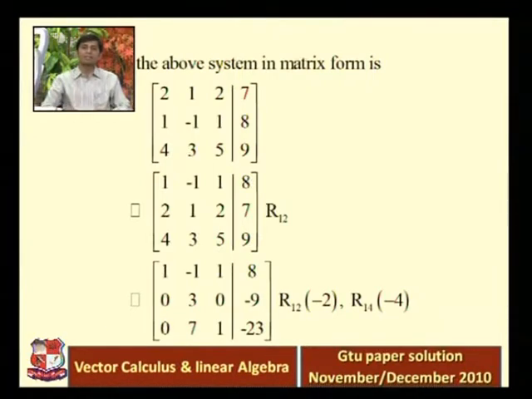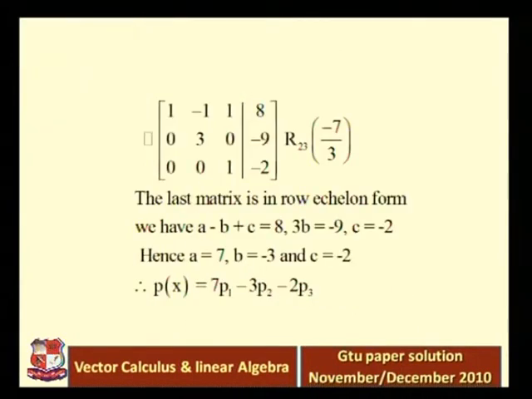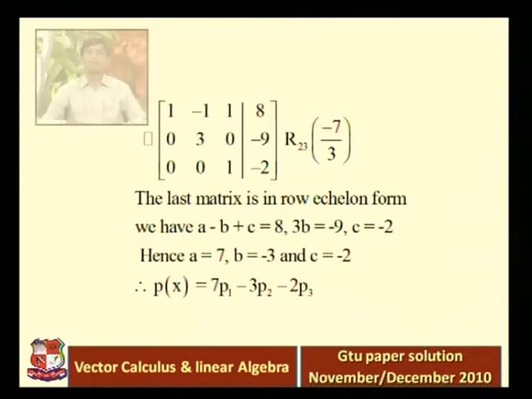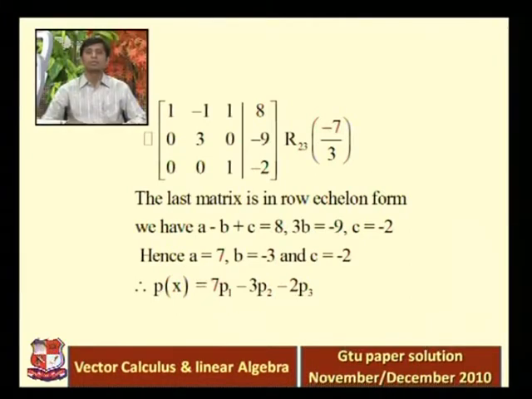Take the second row. What is our leading entry? 3 is our leading entry, and below that leading entry we want to make 0. So the next process is we multiply the second row with minus 7 by 3 and add into the third row. The first and second rows are as they are, 1 minus 1 1 8 and 0 3 0 minus 9, and the third row becomes 0 0 1 minus 2. Okay, so now this last matrix is in row echelon form.